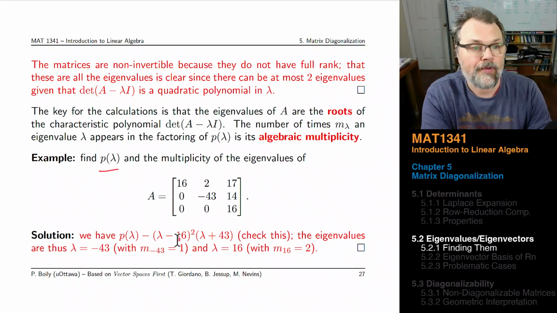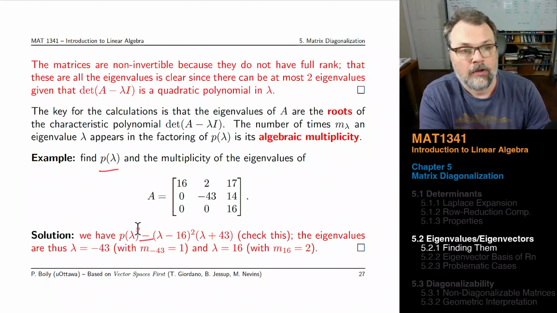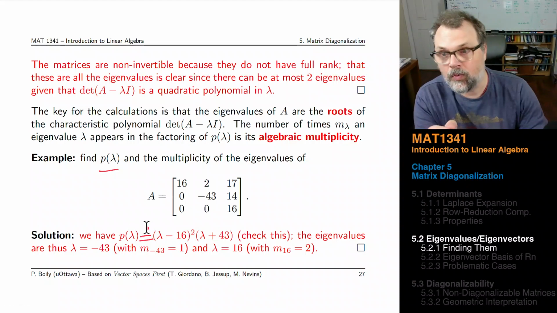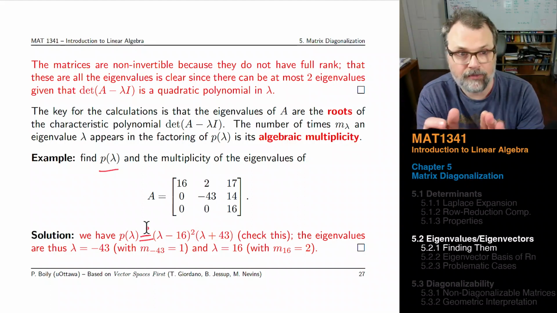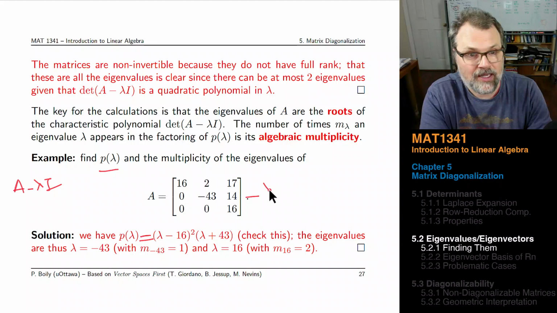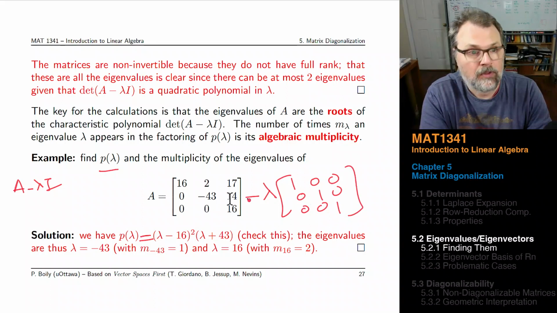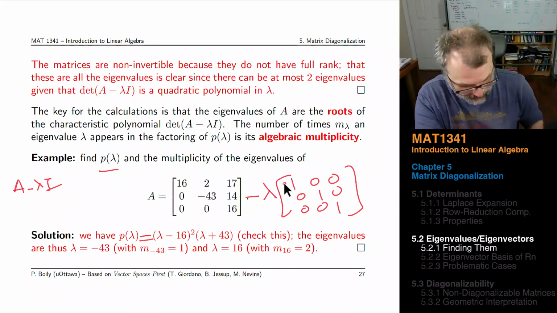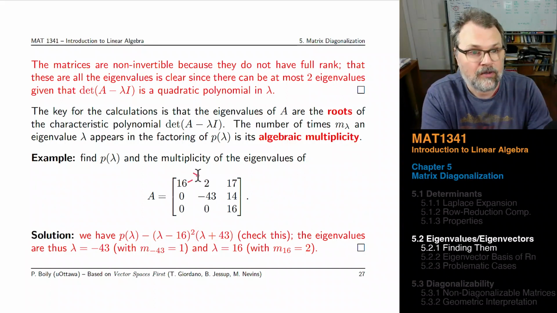Well, we solve the equation where we set the polynomial equal to 0. What's the polynomial here? Well, first we do A minus lambda I. And what is that going to be? That's going to be this matrix minus lambda times the identity. What does that give me? I get 16 minus lambda, 17, 0, minus 43 minus lambda, 14, 0, 0, 16 minus lambda. That's the matrix I get at the end. So if you want, I'll just make it easier by writing it like this.